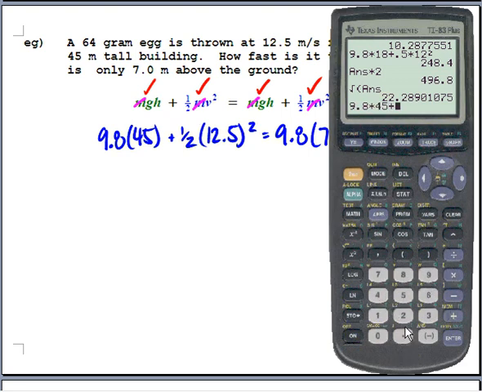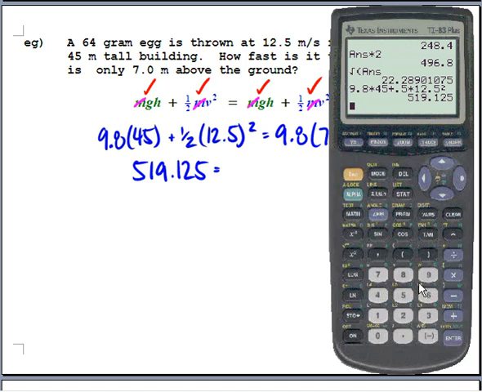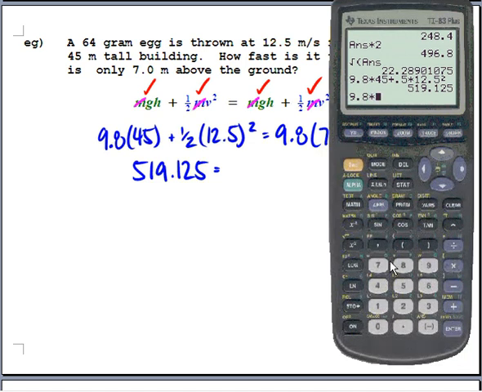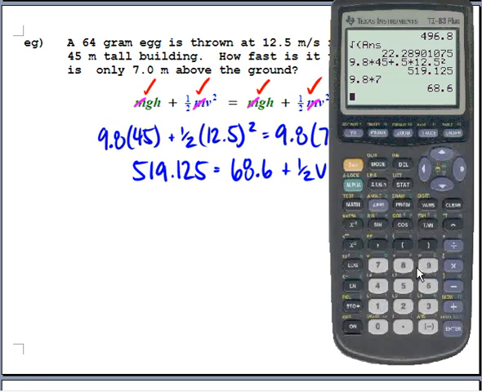And if we go ahead and do some number crunching, 9.8 times 45 plus 0.5 times 12.5 squared, that left-hand side is 519.125. Be a little bit careful here. We've got a 9.8 times 7. That's 68.6. We can't add that to the 1/2 v squared. They're not like terms. So we will have to subtract the 68.6 from the 519.125, which gives us 450.525.